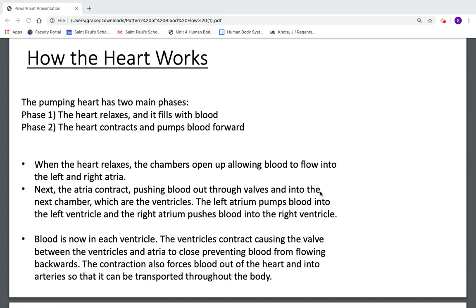During relaxation, the left and the right atria open up, allowing blood to flow in. The atria contract, pumping blood into the ventricles, first passing through valves. Blood is now in each ventricle. The ventricles contract, pumping blood into arteries. At the same time, the valve between the ventricle and the atria close, preventing blood from flowing backwards into the atria.